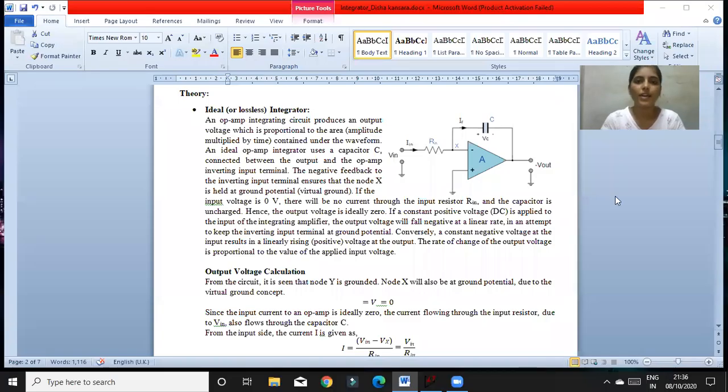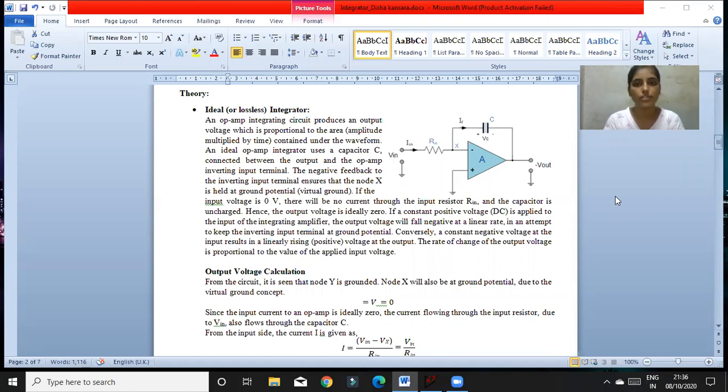Hello everyone. Disha Kansara here, and my SEP ID is 60001198003. And today I'm going to explain the integrator using op-amp and its frequency response.